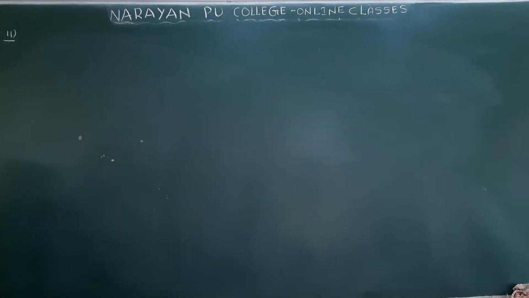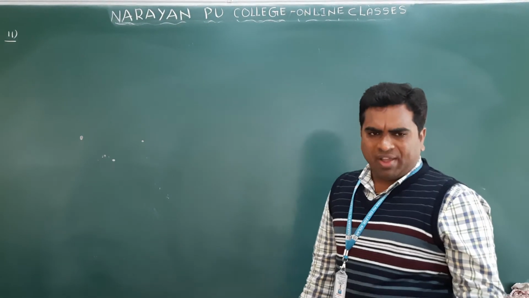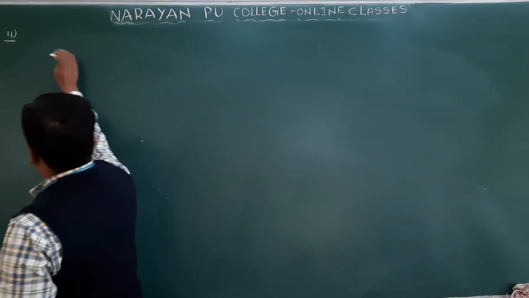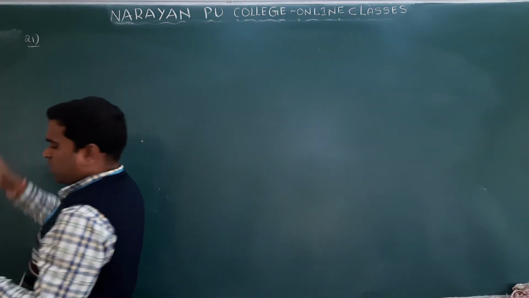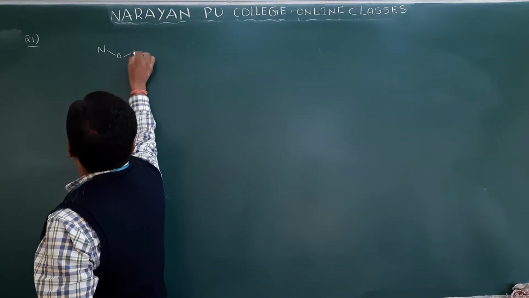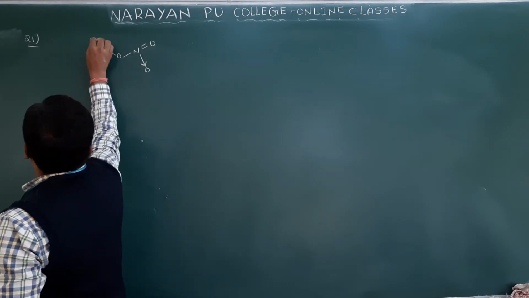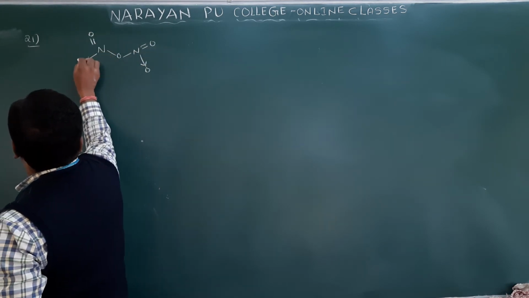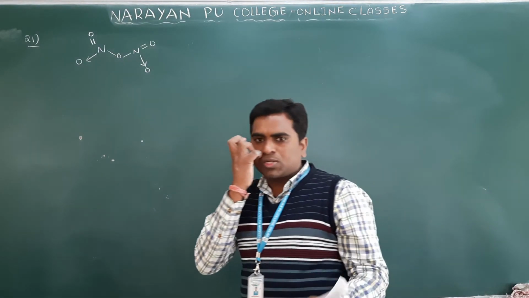If you see question number 21, the types of bonds present in N2O5. We have discussed N2O5 previously. What is the N2O5 structure? This is N2O5. Clear? We discussed it previously, so that's why I am writing it directly. This is N2O5. How many types of bonds are there?